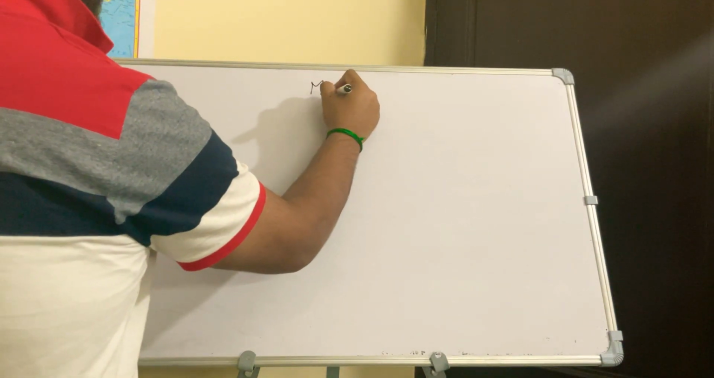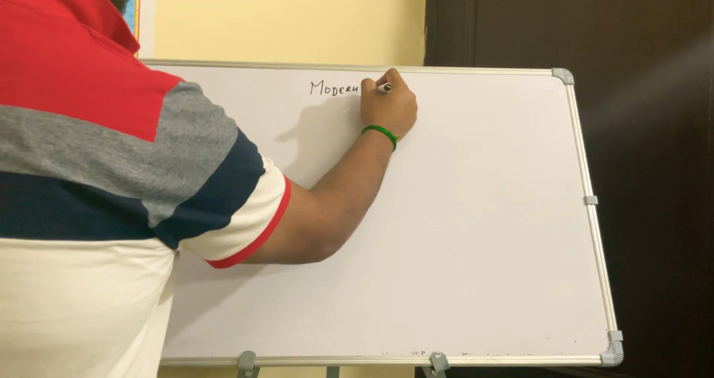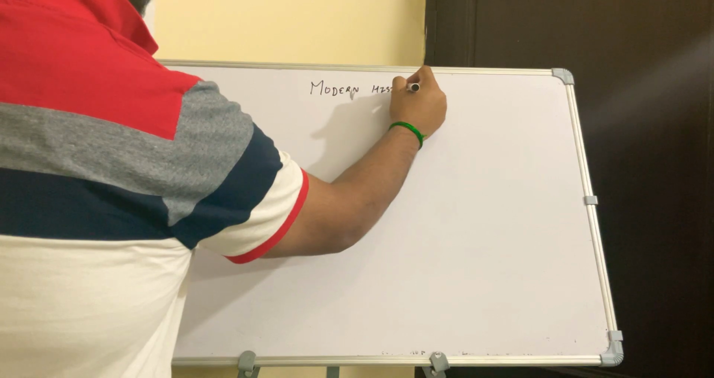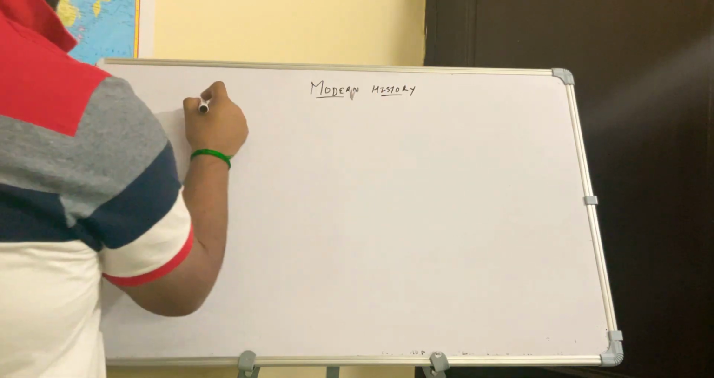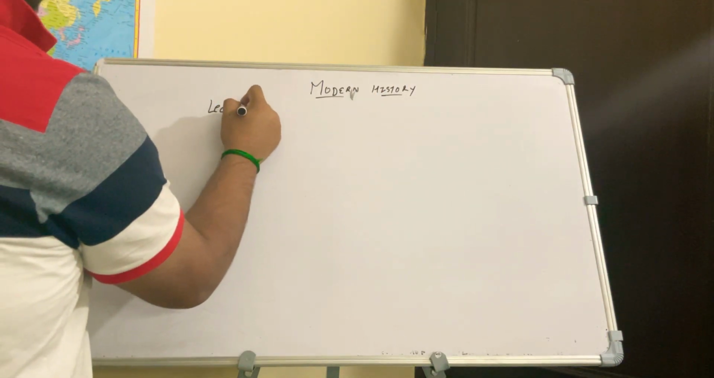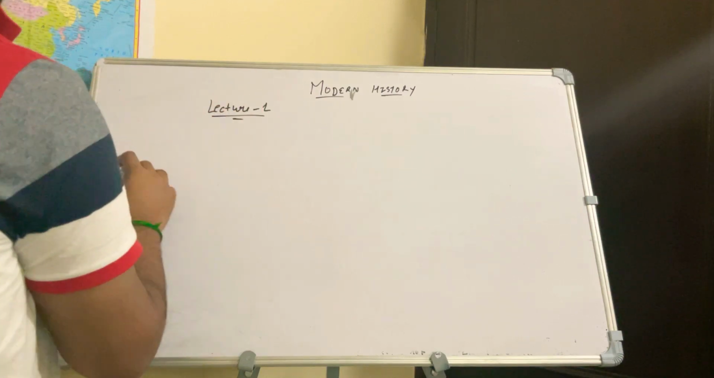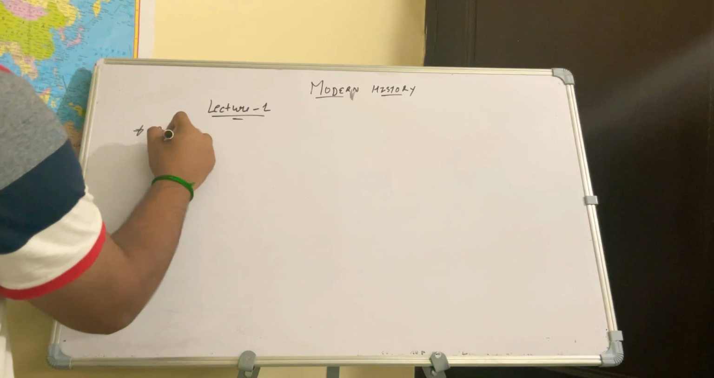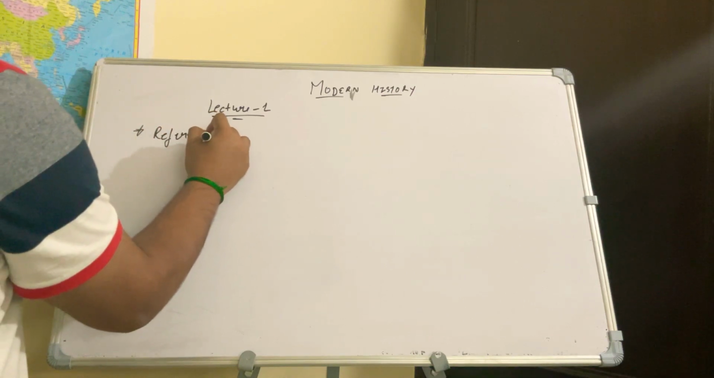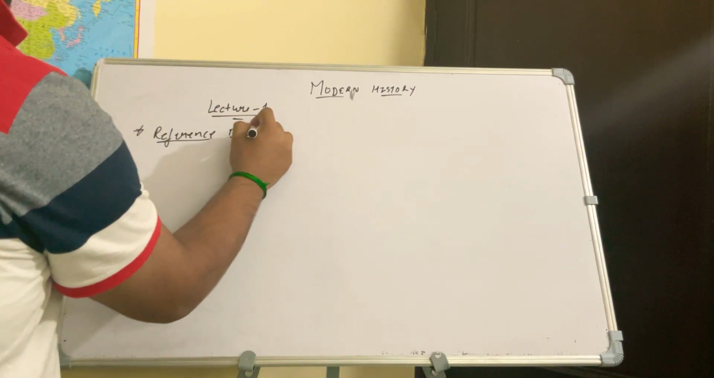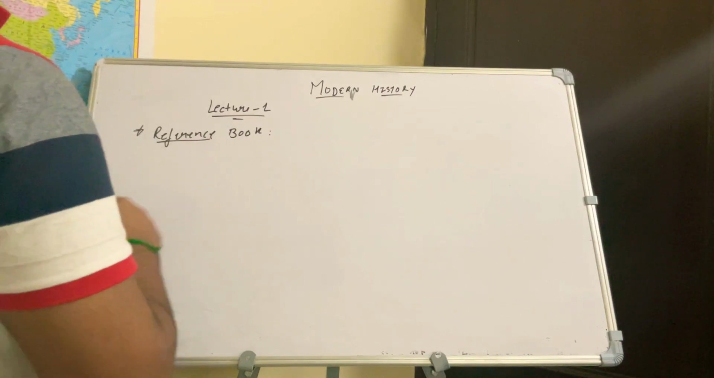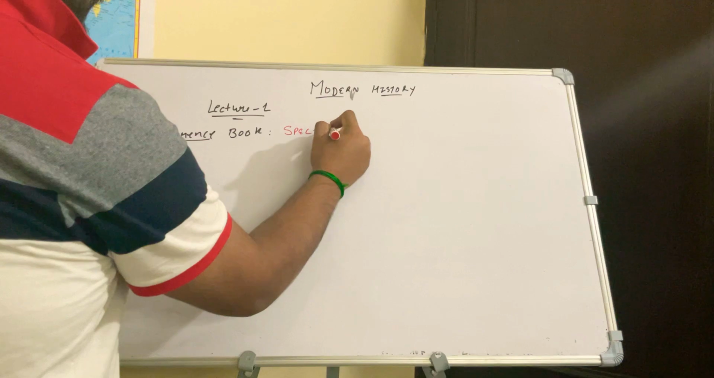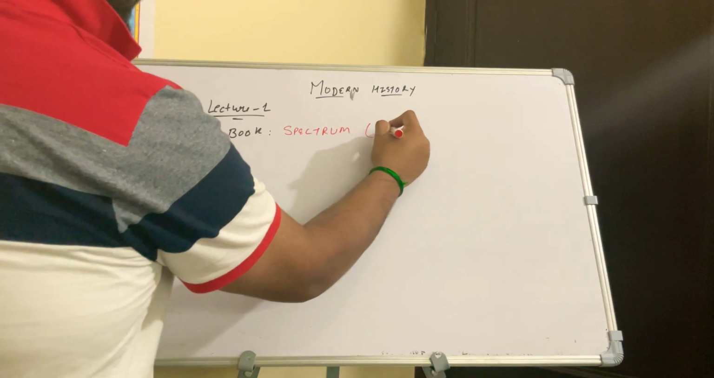So this is modern history, Lecture 1. First and foremost, the reference book that we'll be using would be Spectrum, Rajiv Ahir.